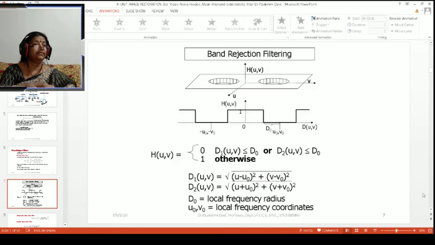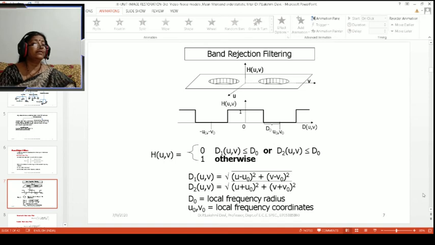Let us see a pictorial representation of the band reject filter. Let us observe H(u,v), the transfer function of the band reject filter. It does not allow a particular band of frequencies to transfer; the remaining frequencies it allows to pass through. This rectangular diagram shows that only the lower portions are not allowed to pass, and the remaining portions are allowed. On positive and negative frequencies, we represent the center for rejection as u0, v0 on the positive side and minus u0, v0 on the negative side. So H(u,v) is on the y-axis and D(u,v) on the x-axis. The transfer function H(u,v) in this notation is 0 whenever D1(u,v) is less than or equal to D0, or D2(u,v) is less than or equal to D0.